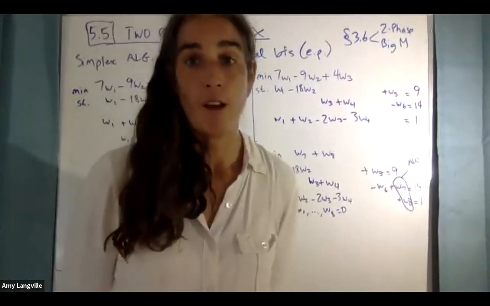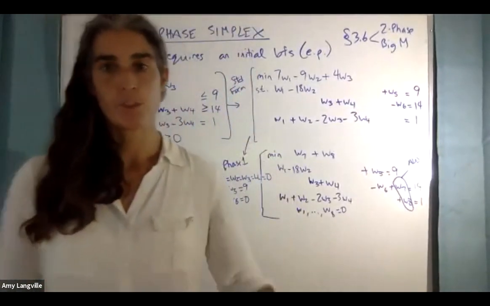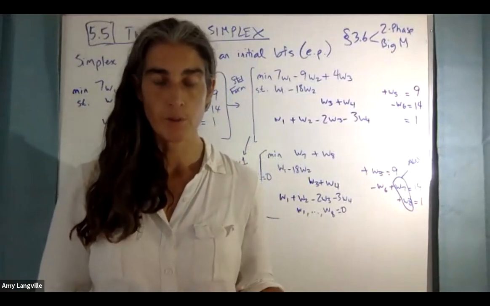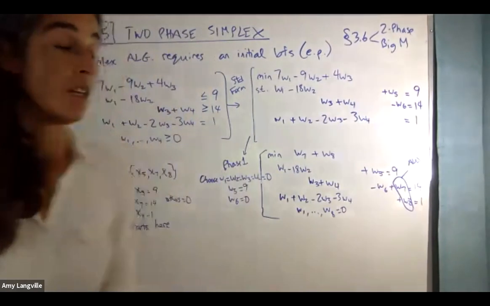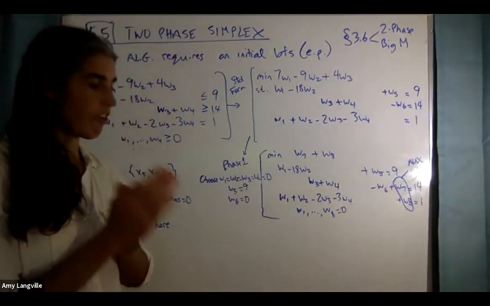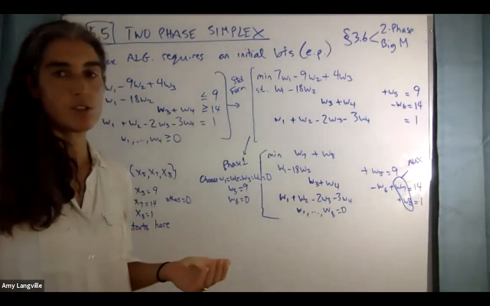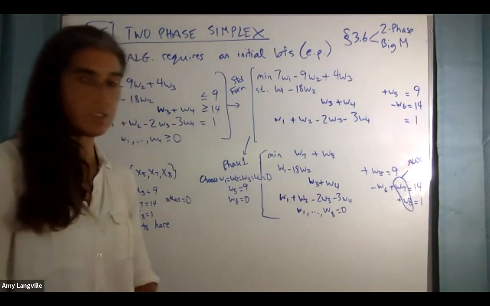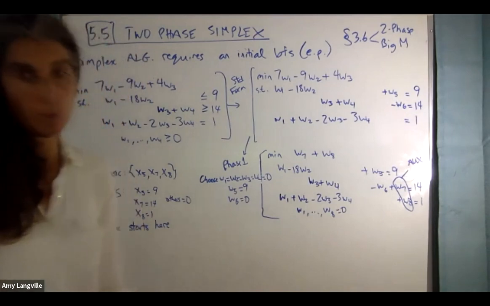Okay, section 5.5, the two-phase simplex. Well, this is actually a review of something we've already done in chapter 3, I think it was. So remember, the simplex algorithm, algorithm 5a, requires that you have an initial basic feasible solution, an initial extreme point. For some problems, easy to do. For others, requires some more work.